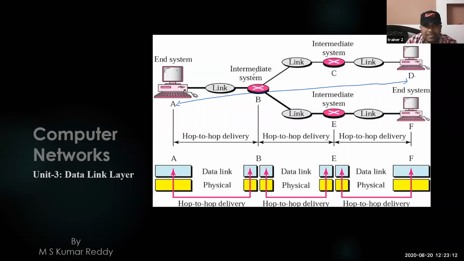Okay. Now the data link layer in B will only worry about whether the information is delivered to the data link layer in C or not, and the data link layer in C will worry about whether the information is delivered to the data link layer in D or not. That's it. So here the link layer is only worrying about local information delivery, not global information delivery. That is called link delivery, node to node delivery or hop to hop delivery.